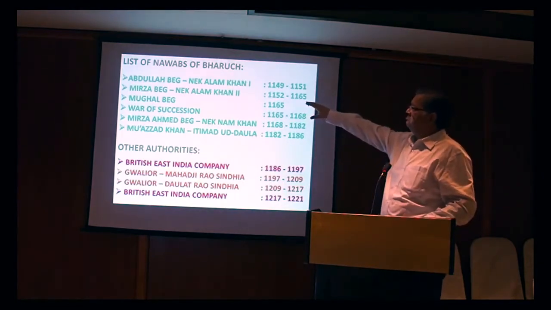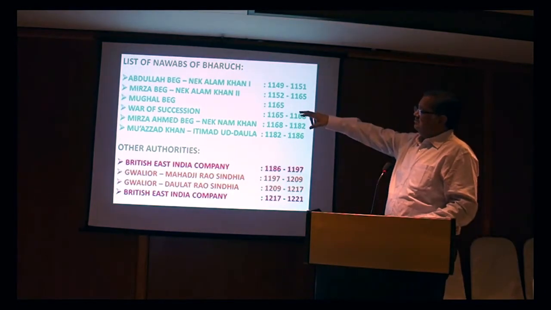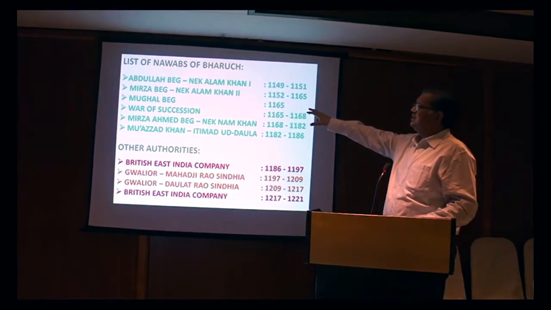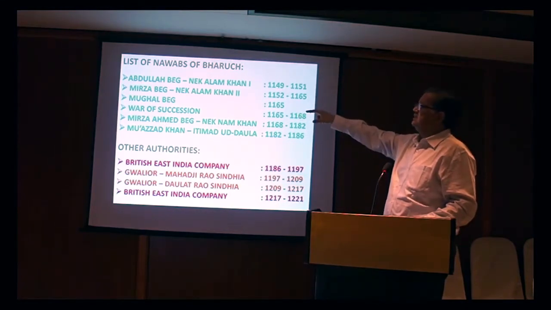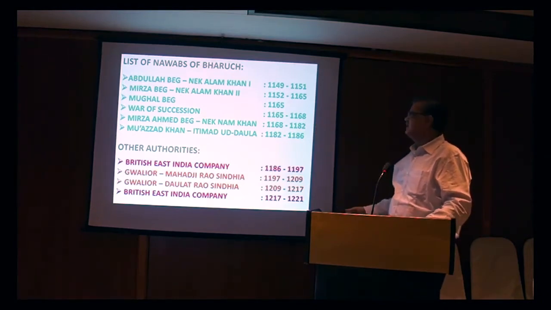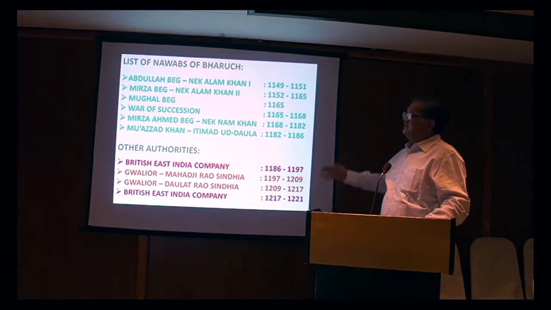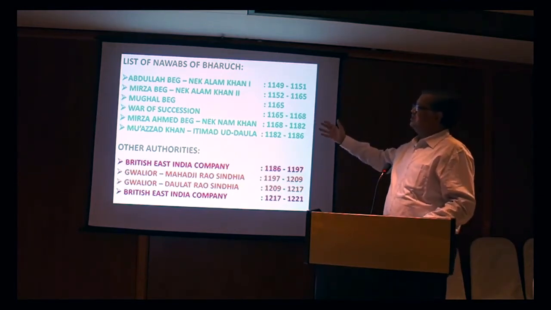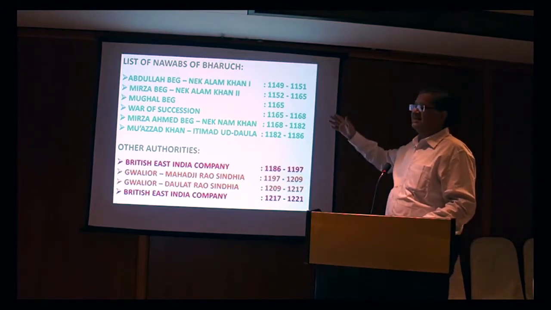Abdullah Beg, known on the throne as Nek Alam Khan. Mirza Beg was his son, Nek Alam Khan II. Mughal Beg was Abdullah Beg's son, but he was on the throne for a few months. And unfortunately, no coins with that date have yet been found. On his death, there was a war of succession because they were now the grandsons of Nek Alam Khan. So there was nobody to take the throne.